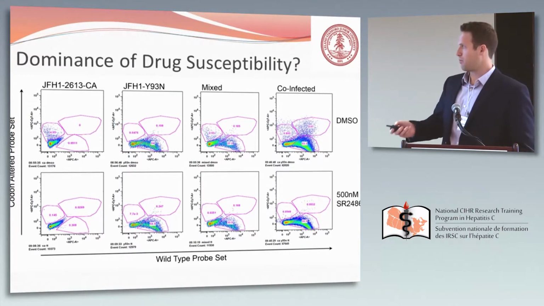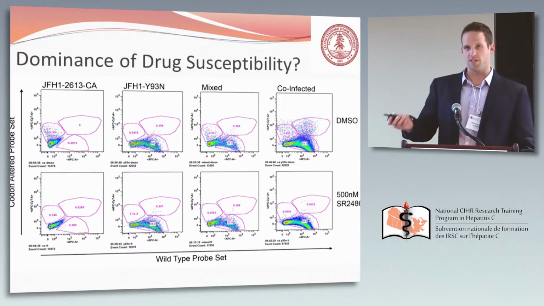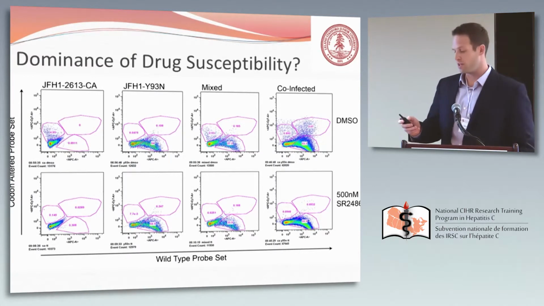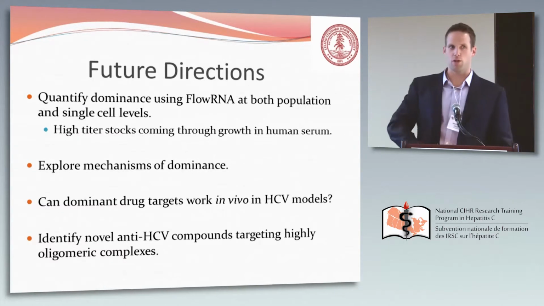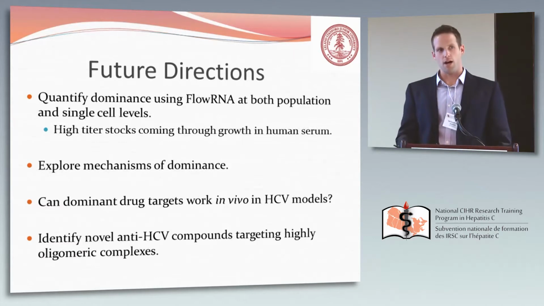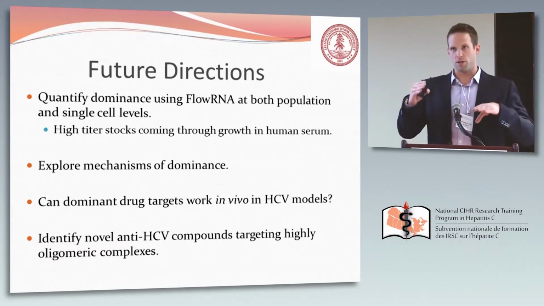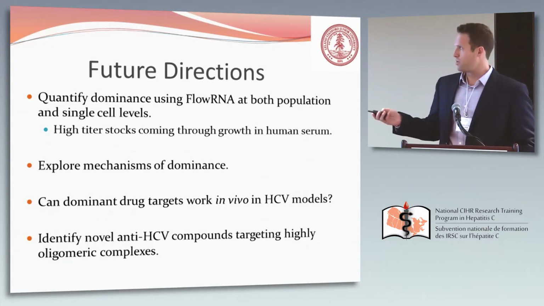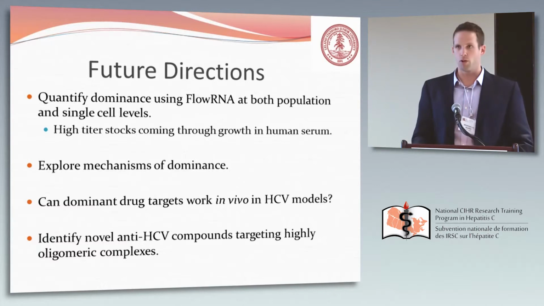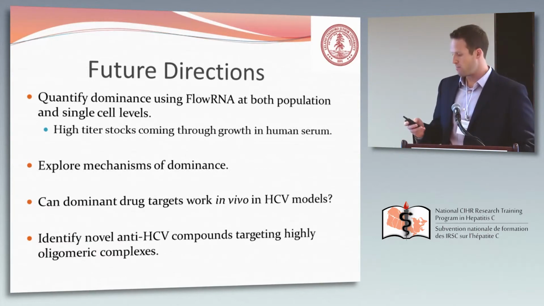Obviously, this is preliminary and we need to do more work on it, but we're pretty excited about NS5A as a potential dominant drug target in HCV. So with that, obviously we want to quantify dominance using flow RNA. We can do this at the population and at the single cell level, so we can use flow cytometry to isolate our co-infected cells and do things like nested PCRs to quantify how much of each genome we have in each cell. I think that also using this human serum technique from the Terrell group is going to help us get higher levels of co-infection.